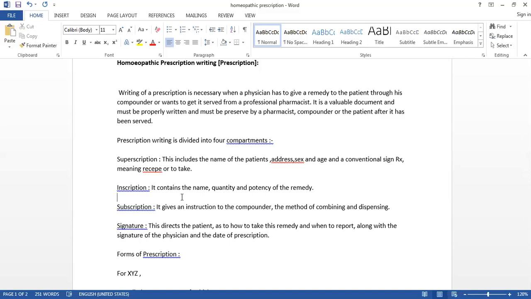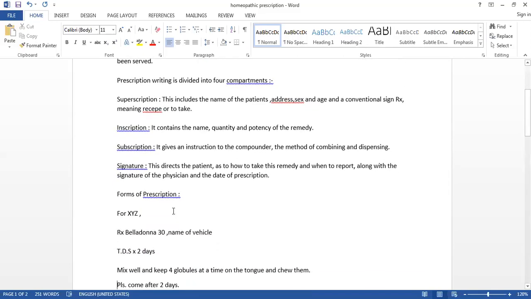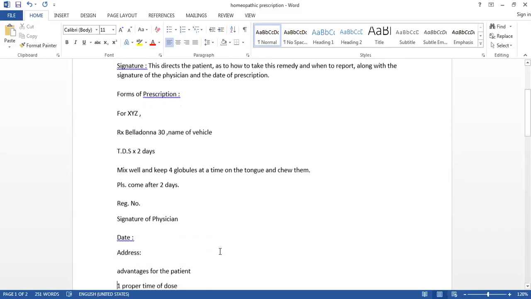Then subscription, the instructions given to the compounder or the pharmacist, how to give and how to dispense. Signature has two parts: certain advice or certain points for the patient that have to be followed, and the signature of that physician with the date and the registration number. Then we have seen certain examples of this prescription.